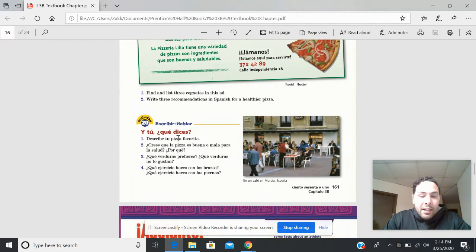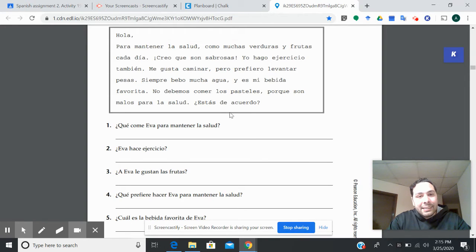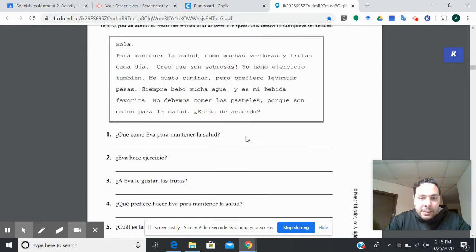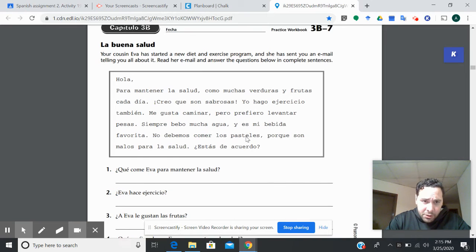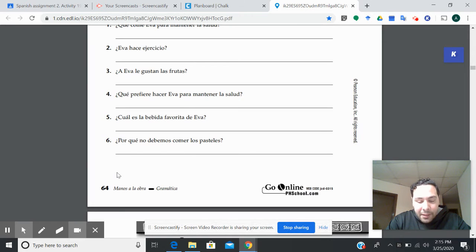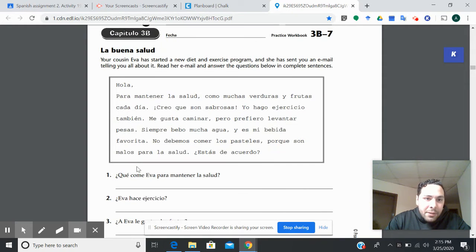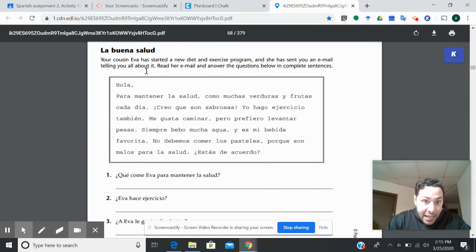All right? All right, so what we're actually going to do today is there's going to be a link down here, okay? And I'm going to send you to the workbook that's going to help us even better our sentences and stuff like that, okay? So in this workbook, okay, it goes right with the book. I want you to go down to page 64, okay, in the workbook. Then I would like you guys to read this. It says your cousin Ava has started a new diet and exercise program. She sent you an email telling you all about it. Read her email and answer the questions below in complete sentences.